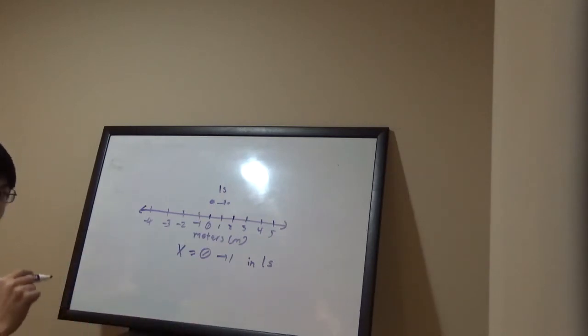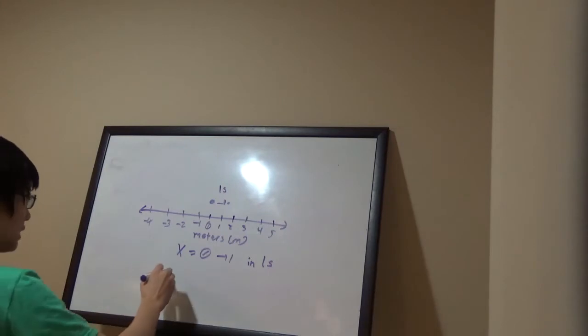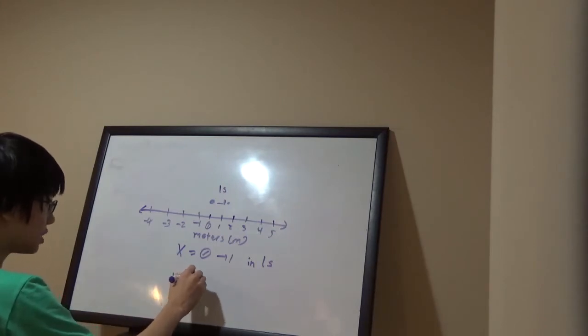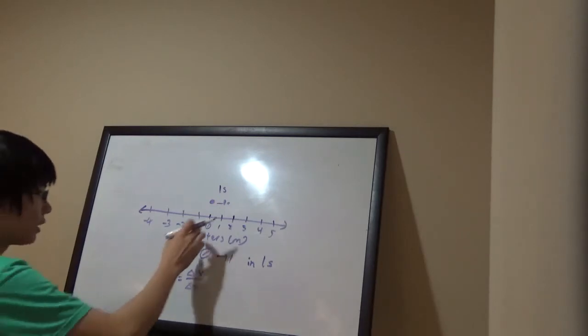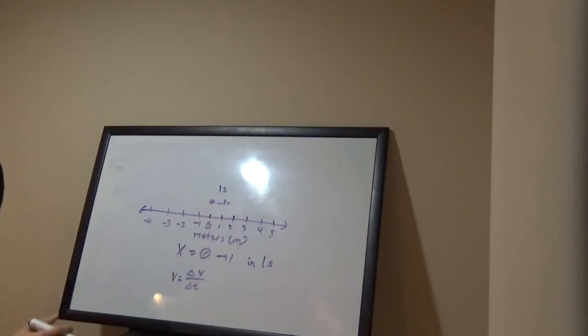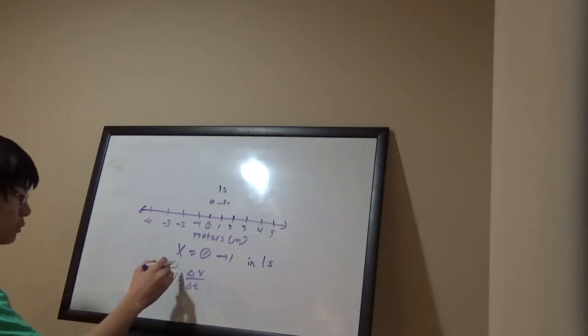Now, there's something called velocity. Velocity is defined as our change in position over our change in time. Notice I didn't say speed, because speed is always going to be positive. If I'm traveling this direction at 10 meters per second, I'm traveling at a speed of 10 meters per second. If I'm traveling the other direction at 10 meters per second, I'm still traveling at a speed of 10 meters per second. However, velocity is considered a vector, which means it has a direction.